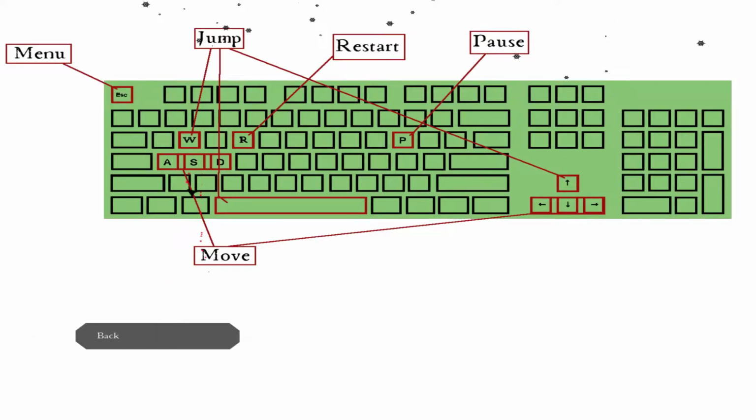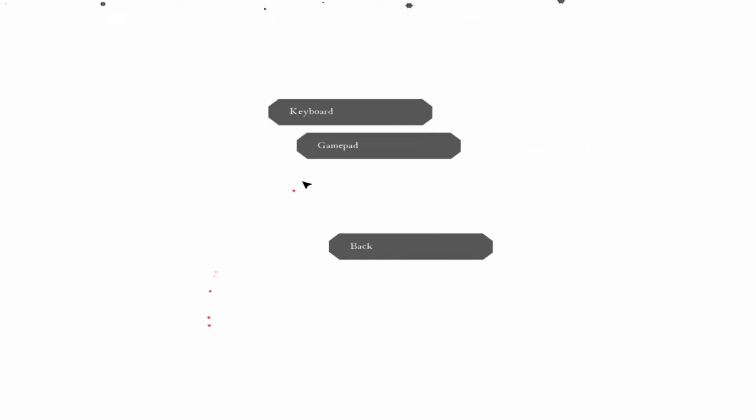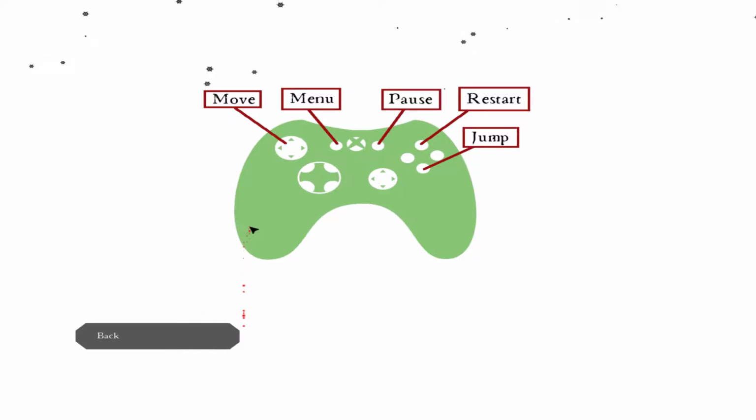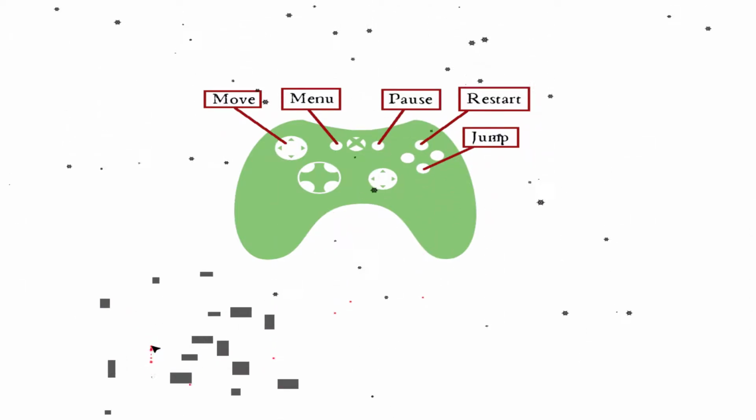So looks like you can play with a keyboard with some movement that's set in stone, or you can play with a gamepad. Looks like left stick to move and A to jump, Y to restart. That's a pretty simple system. So let's just get started.